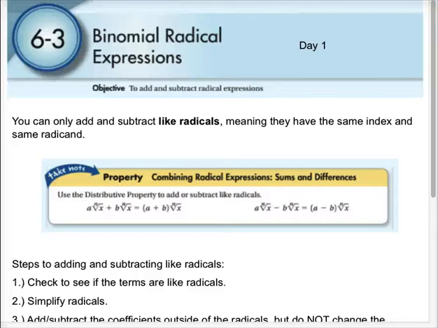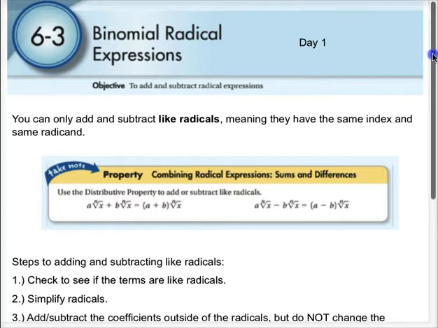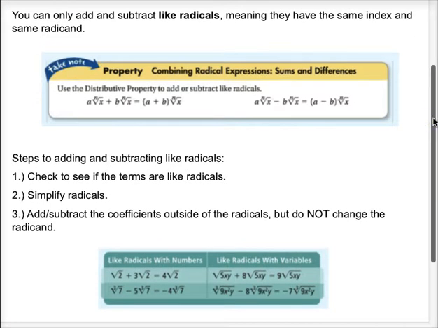Welcome back. Thank you for joining me for 6-3, binomial radical expressions. So today we're going to start by talking about addition and subtraction of radical expressions. Now this is something you started seeing in Expo, but we're going to take it a step further today.